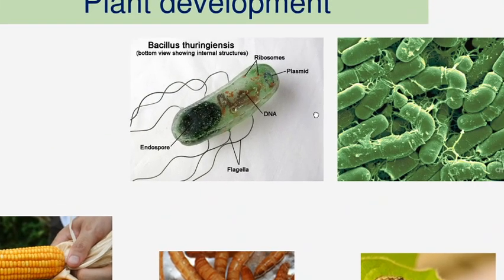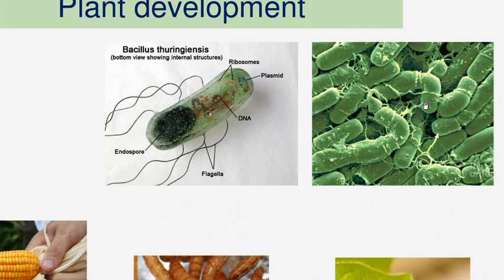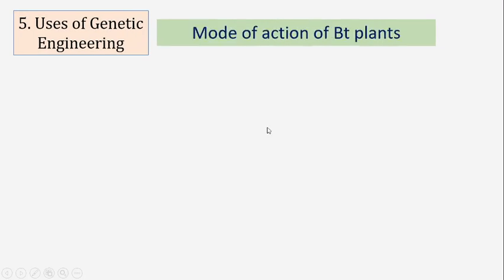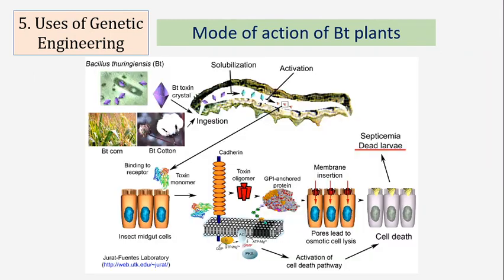So this is the bacteria, and there is the colony of this Bacillus thuringiensis bacteria. So how does this corn resist the infection of pests?